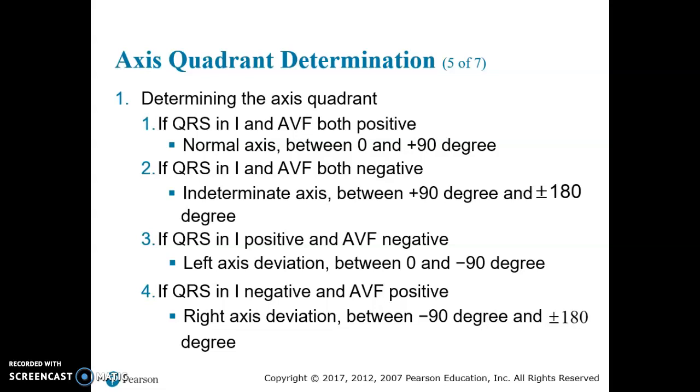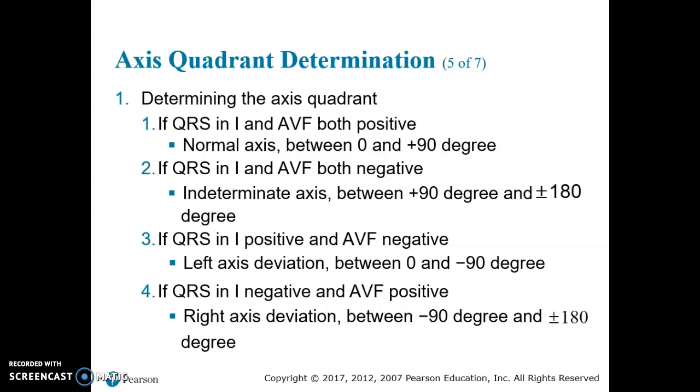So we need to determine the axis quadrant. If the QRS in lead 1 and AVF are both positive, the normal axis would fall between 0 and positive 90 degrees. And if the QRS in lead 1 and AVF are both negative, it's going to fall between positive 90 and positive or equal to 180 degrees, which will make sense in the next slide.